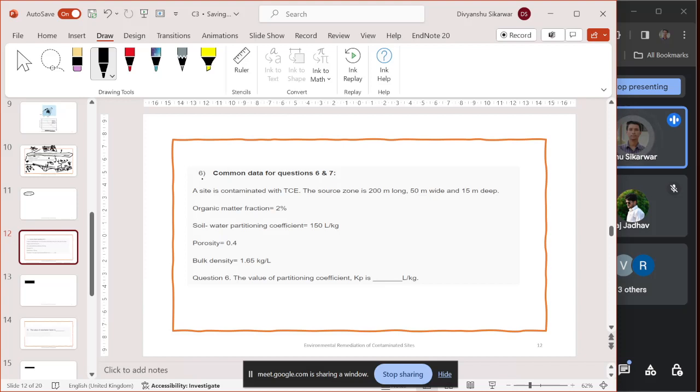This is the next question. This is basically a numerical. So try to solve the numerical if you have covered it in the lecture. Otherwise, we will do it together. Take some time, and extract whatever information you can from the parameters given.